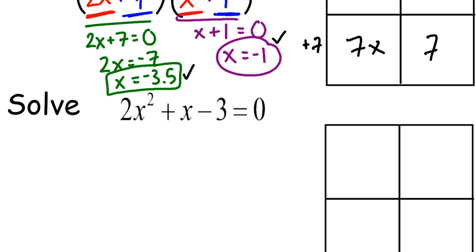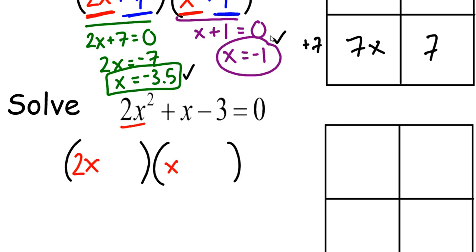Let's try solving another. I want to solve this equation. Guessing and checking would be awful. For example, this last one had a decimal answer. How would I have known to check negative 3.5? That would have taken a long time to guess. Let's factor instead. If this is 2x squared out front, this would have to be 2x and this would have to be x.